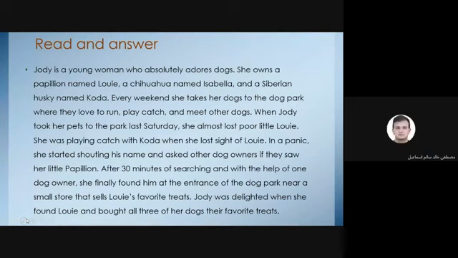Judy is a young woman who absolutely adores dogs. She owns a Papillion named Louis, a Chihuahua named Isabella, and a Siberian Husky named Koda. Every weekend, she takes her dogs to the dog park, where they love to run, play catch, and meet other dogs. When Judy took her pets to the park last Saturday, she almost lost poor little Louie. She was playing catch with Koda when she lost sight of Louie.